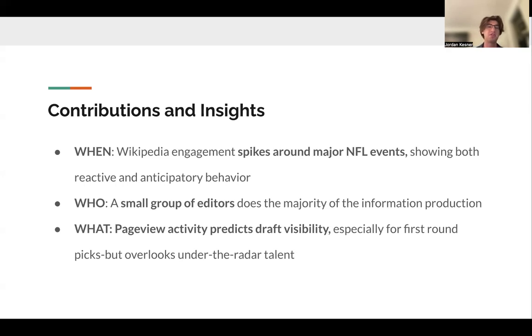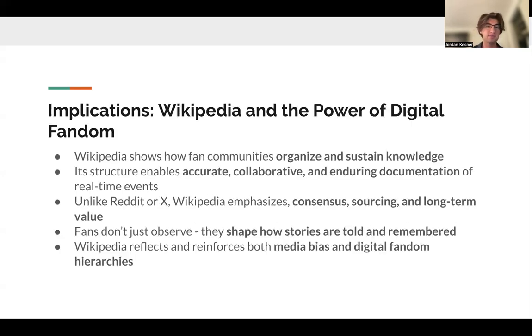The main contributions from my research are that Wikipedia engagement spikes around major NFL events, showing reactive and anticipatory behavior. As for the network of editors, a small group does the majority of production. And page reactivity can predict draft visibility, especially for first round picks, but it may overlook underrated talent.